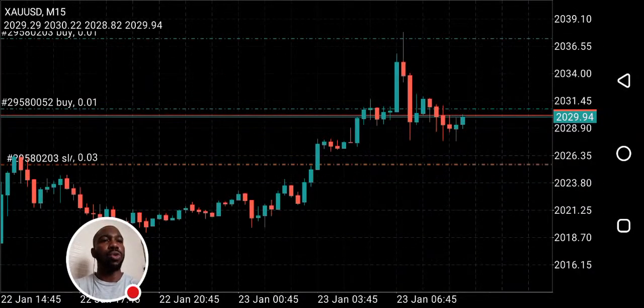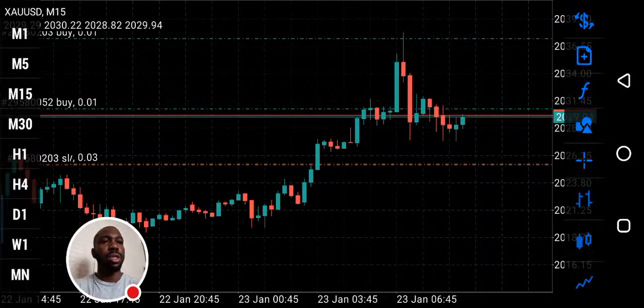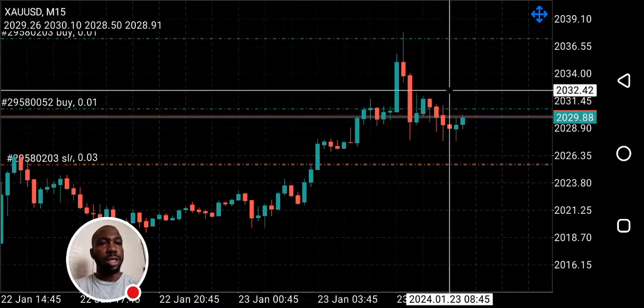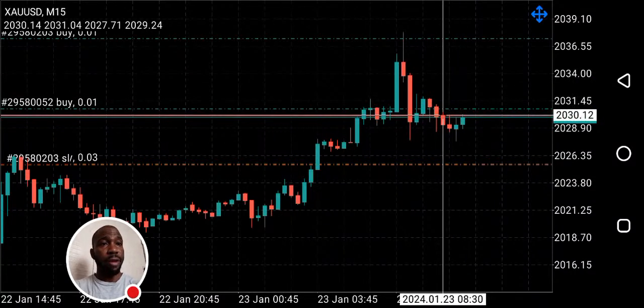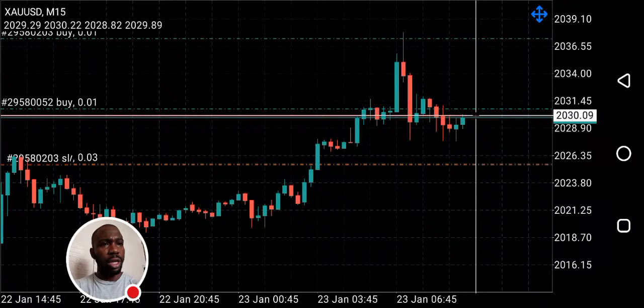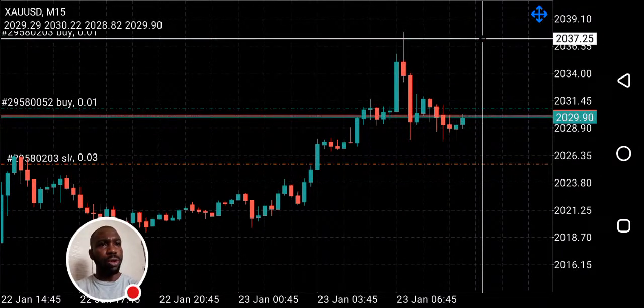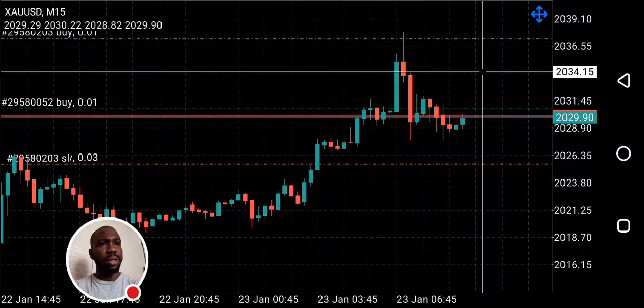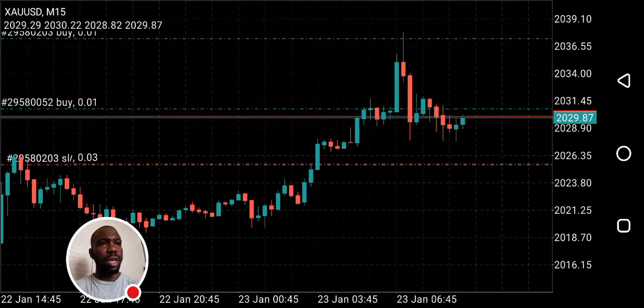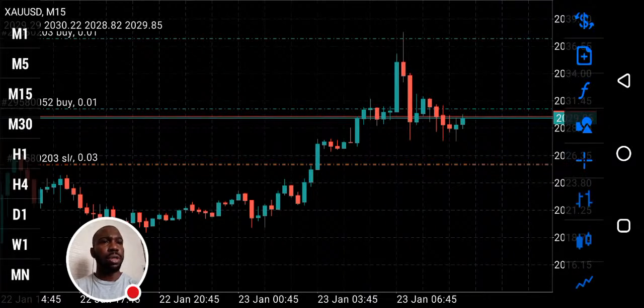I'm bullish on gold. You can see my trade on gold. I have 2 trades on gold. This was my first entry, second entry, and this is my third entry. So net now I'm in profits at the moment. So I'm still bullish on gold.